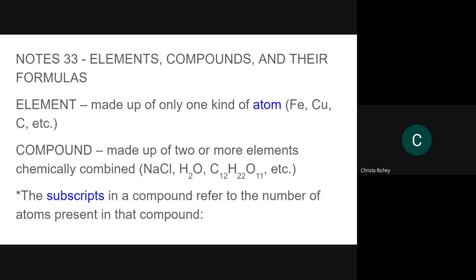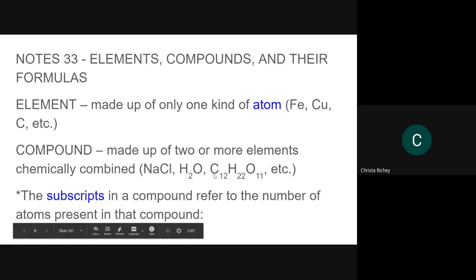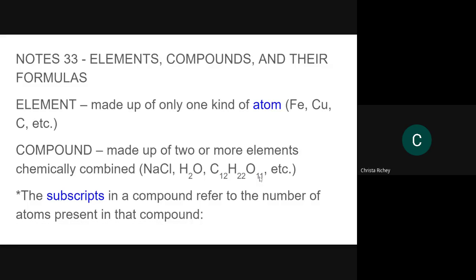Subscripts is one of our vocab words. These are the little numbers, which, I have a new remote, so I'm still learning it. These are the little numbers that are after the element, okay, and they tell you how much of the element there are before the number. So in the sugar, C12H22O11, there's 12 carbons, there's 22 hydrogens, and there's 11 oxygens.